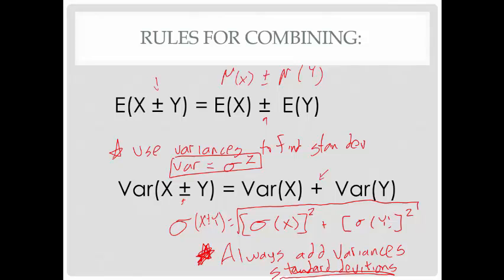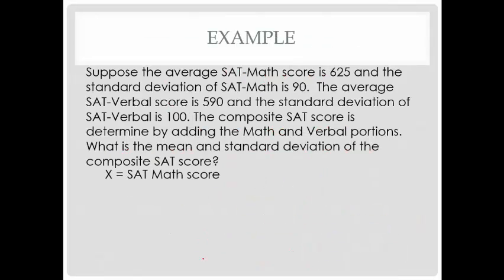So let's actually look at an example to make more sense of this. Suppose the SAT math score mean is 625 with a standard deviation of 90. And on the verbal portion, it's 590 with a standard deviation of 100. If we want to combine those to get the composite SAT score, what are the mean and standard deviation of this composite score? We'll call X the math score, so it's N for normally distributed, with a mean of 625 and a standard deviation of 90. And then we'll call Y the verbal scores.